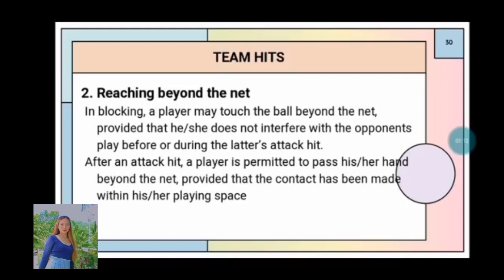The next one is reaching beyond the net. In blocking, a player may touch the ball beyond the net, provided that he or she does not interfere with the opponent's play before or during the latter's attack hit. After an attack hit, a player is permitted to pass his or her hand beyond the net, provided that the contact has been made within his or her playing space. So if a player touches the ball or an opponent in the opponent's space before or during the opponent's attack hit, the referee places a hand above the net, palm facing downwards.